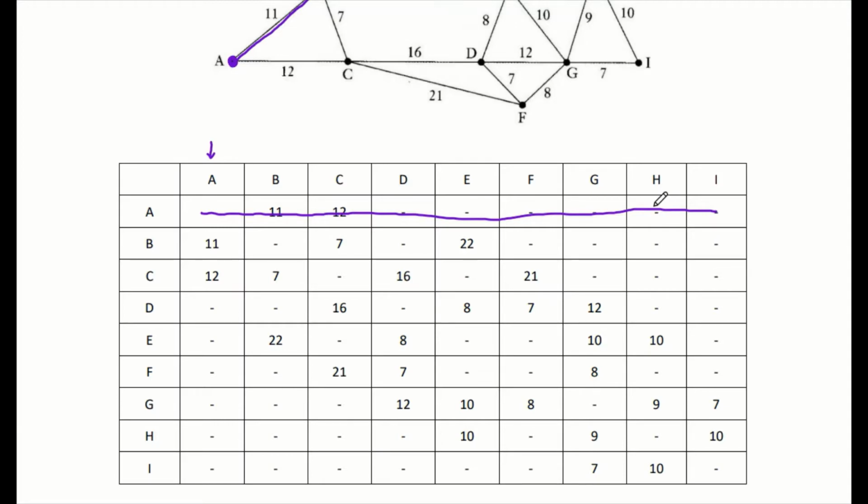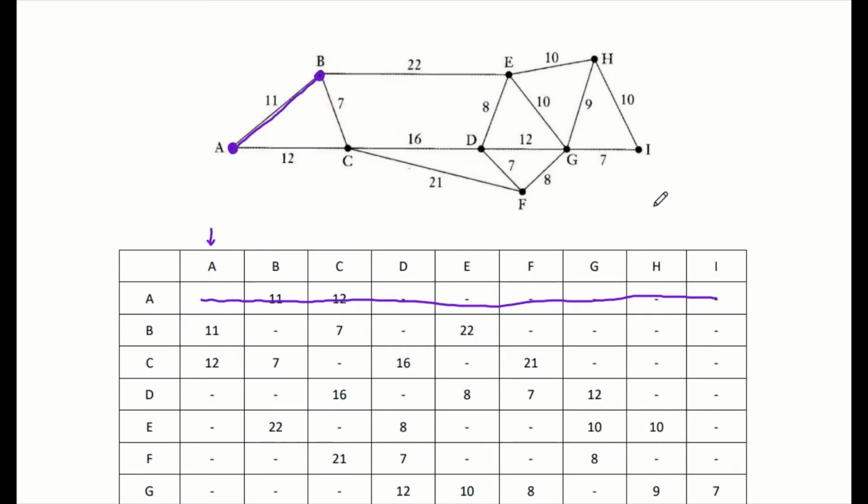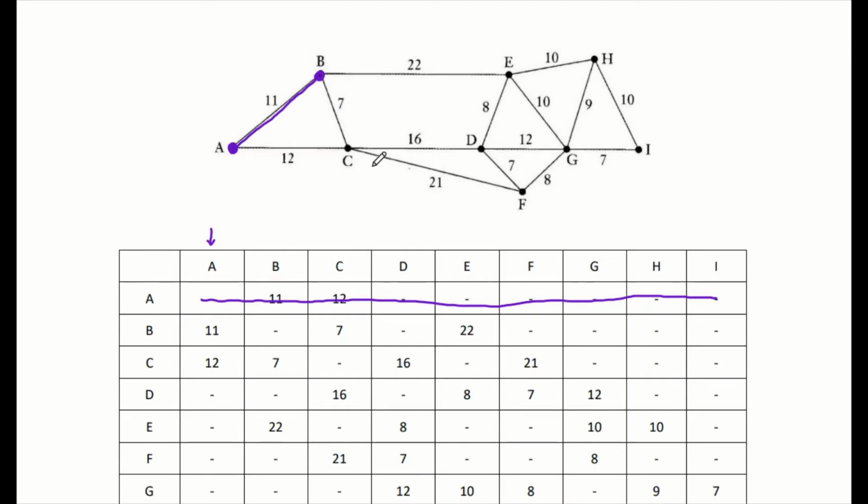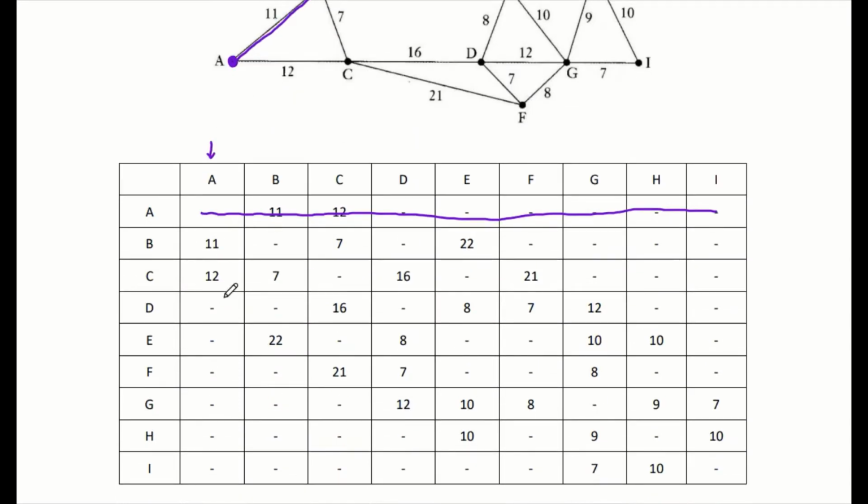Circle the minimum weight. So you can see that in your column A, there are only 2 numbers, which are 11 and 12, that are adjacent to B and C. So that's what is shown in the network diagram, right? To B is 11, to C is 12. Between 11 and 12, obviously 11 is the minimum. So that's why I'm going to choose B, and you just circle the 11 here. Is that all right? So 3 steps: arrow, strike through, circle.